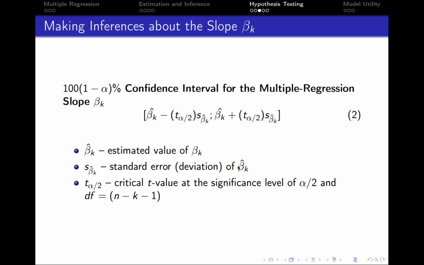We can also construct a confidence interval for any slope coefficient, and it will be equal to the following. The lower boundary is the estimated value of beta k minus the critical t-value at the significance level of alpha over 2 and degrees of freedom n minus k minus 1, where n is the number of observations, k is the number of slopes, and 1 is just 1, multiplied by the standard error, or standard deviation, of beta k. As for the upper boundary, it is constructed in a similar way. It's just that instead of a minus, we will have a plus.